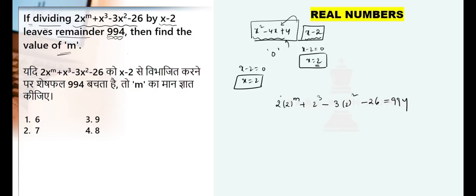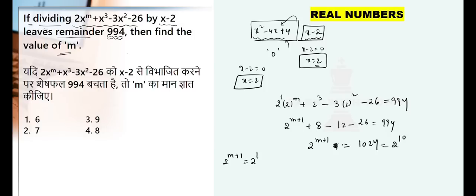Okay. 2 times 2 power of m, a power of m multiplied with a power of n, so a power of m plus n. Plus 2 cube is 8, minus 3 times 4 is 12, minus 26 is 994. See here, 8 minus 12 minus 26 is minus 30, so 2 power of m plus 1 equals 994 plus 30, which is 1024. 1024 is nothing but 2 power of 10, right. So, 2 power of m plus 1 equals 2 power of 10. When bases are equal, powers must be equal. So, m plus 1 equals 10, m equals 9 is our answer, option number 3.